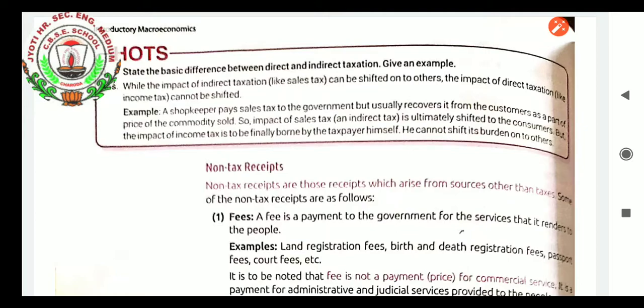While the impact of indirect taxation like sales tax can be shifted onto others, the impact of direct taxation cannot be shifted to others. Example, a shopkeeper pays sales tax to the government but usually recovers it from the consumer as part of the price of the commodity sold. So the impact of sales tax and indirect tax is ultimately shifted to the consumer, but the impact of income tax is finally borne by the taxpayer himself. He cannot shift its burden onto others.